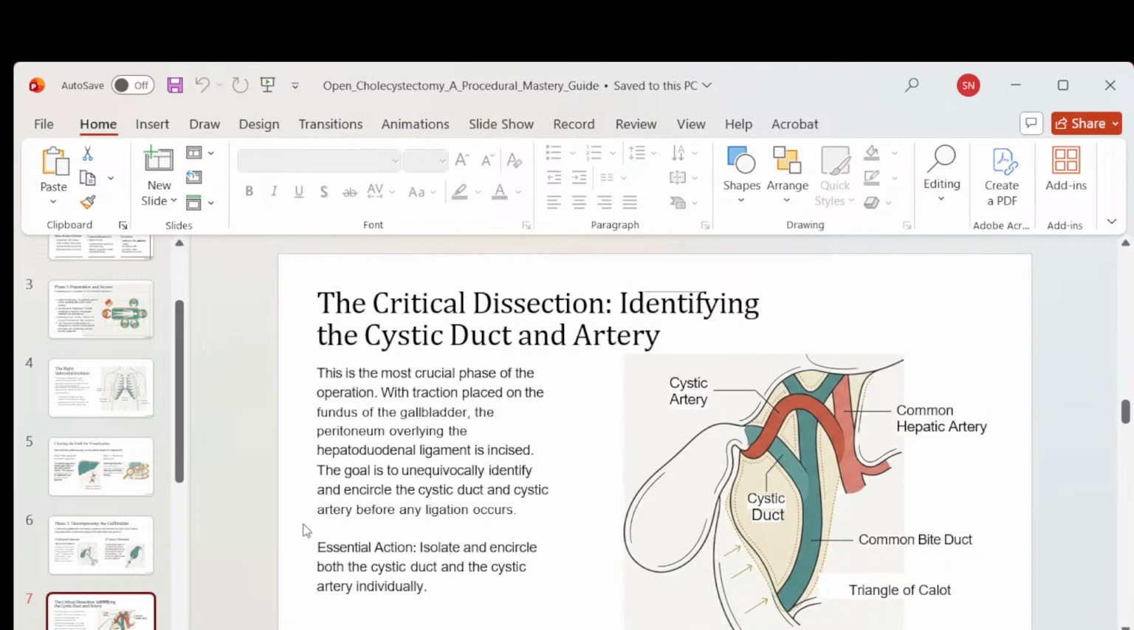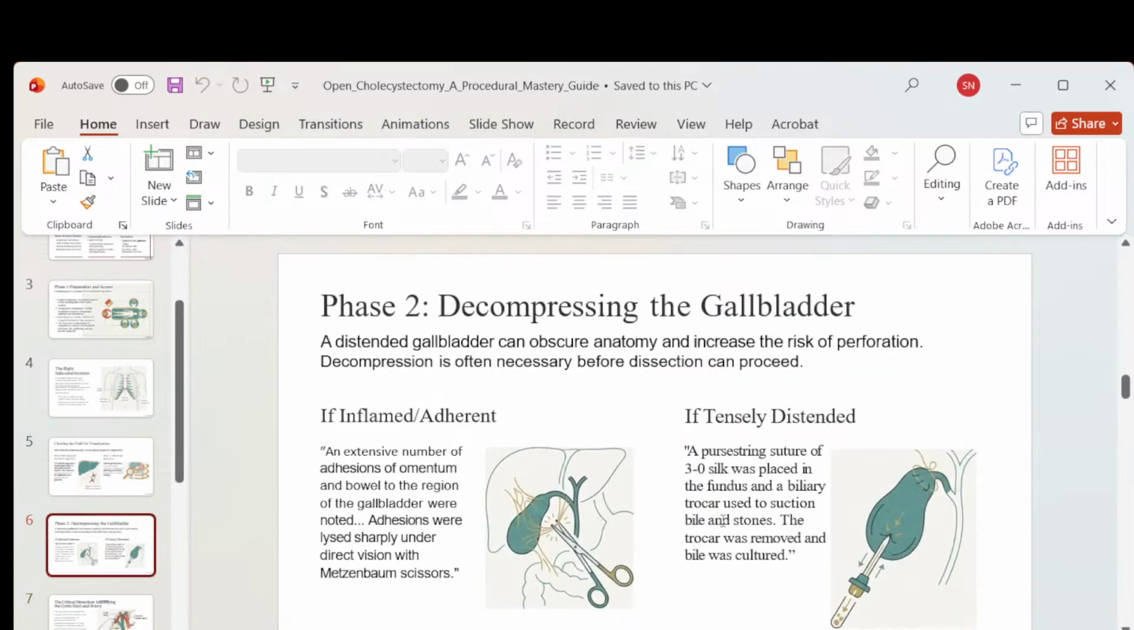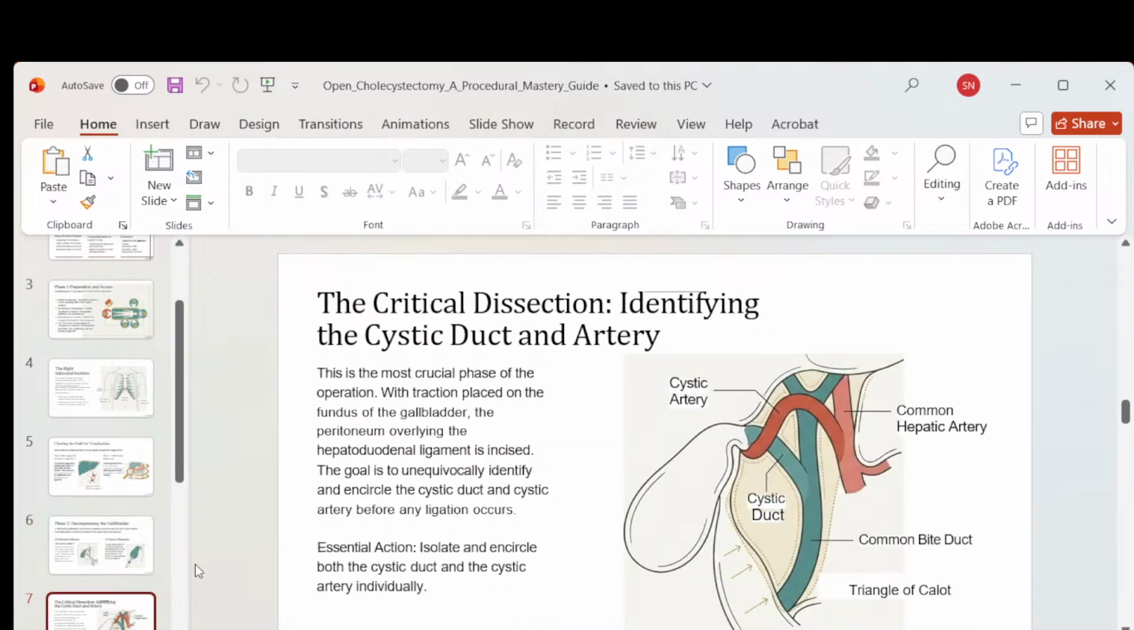Followed by which, now we have decompressed the gallbladder. The critical dissection. What the critical dissection is: identifying the cystic duct and artery. When we discuss laparoscopic cholecystectomy, we will be studying about the triangle of safety. Here the triangle of safety will not be mentioned. So the critical dissection is identifying the cystic duct and cystic artery.